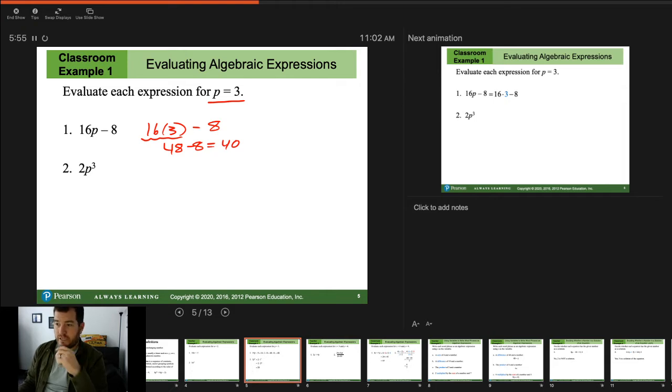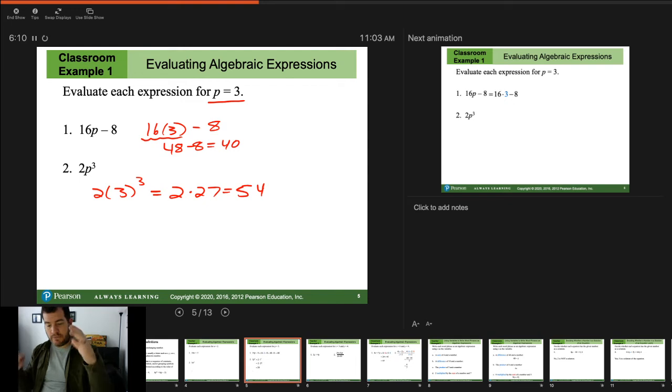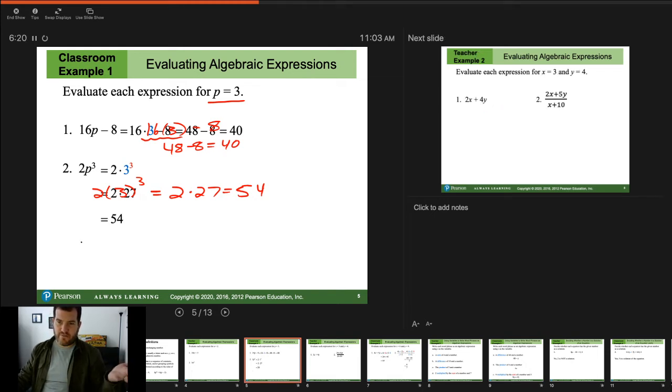Okay. Similarly, down here, 2 times p cubed. Now, again, put it in parentheses. 3 cubed, 3 times 3 is 9 times 3 is 27. So I think this is 2 times 27, or I believe that is 54. So if you guys put them in parentheses, like I said, you'll have a much better chance of realizing what you do first and when you do it, if that makes sense.